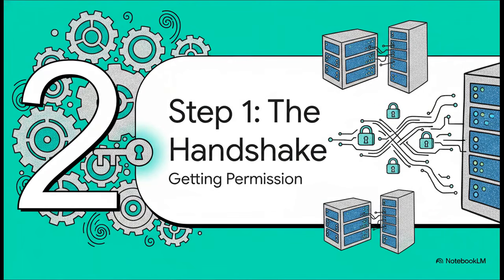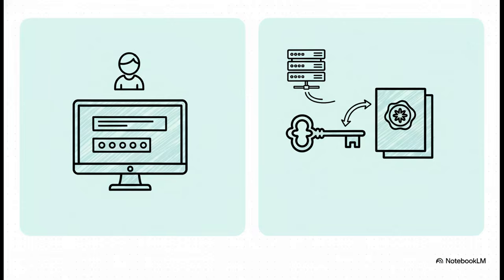Okay, step one is all about getting through the front door. We're calling this the digital handshake. But think about it. There's no person here to type in a username and password. This is a machine talking to another machine. So it needs a totally different kind of key, a really secure, automated way to say, hey, it's me. You can trust me.